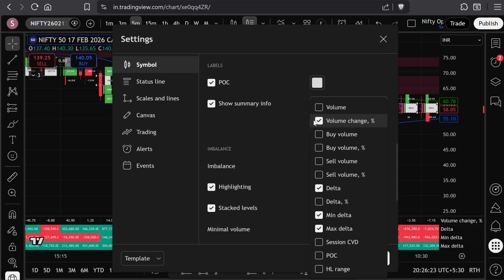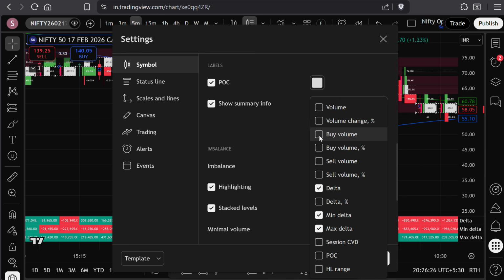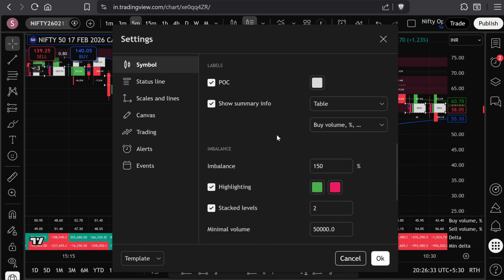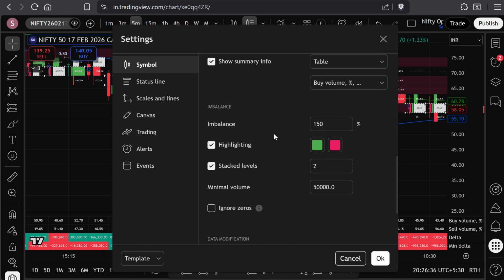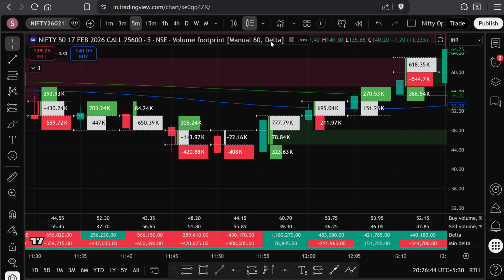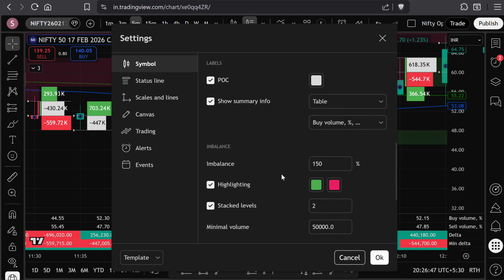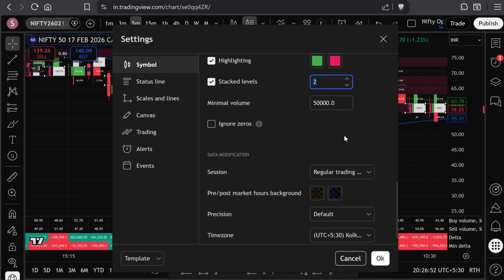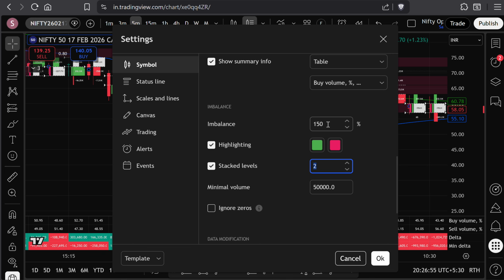Okay, volume change percentage is there, right? So I would like to change to buy volume percent and sell volume percent, delta, minimum delta, and max delta. I will explain what these things are. And imbalances, put it at 150%, and stacked levels, I suggest you go with 3. Okay, if you see in my other settings, which are tested, see 152, and this one is also good. Okay, no problem. So now what you need to do is 150% imbalance, and stack levels is 2.